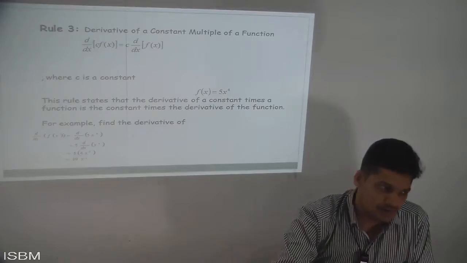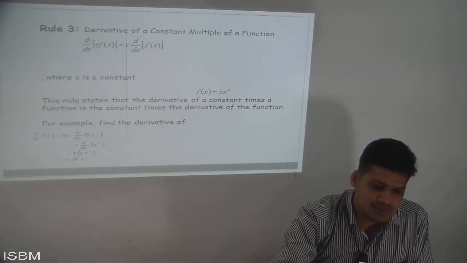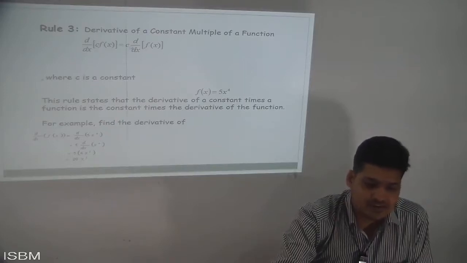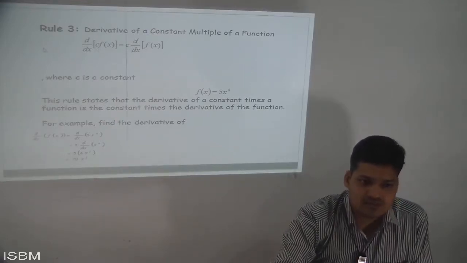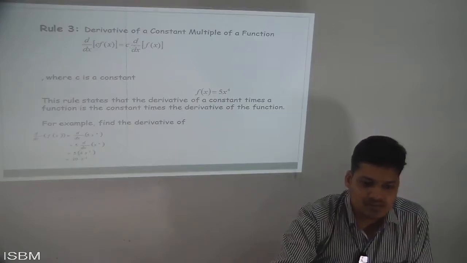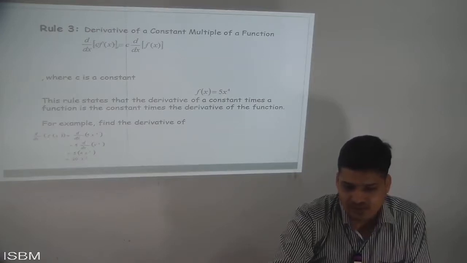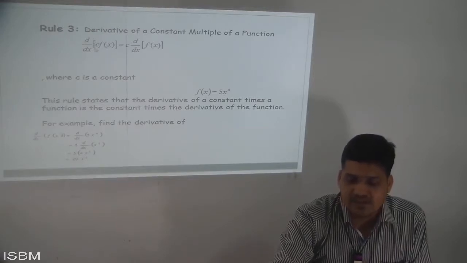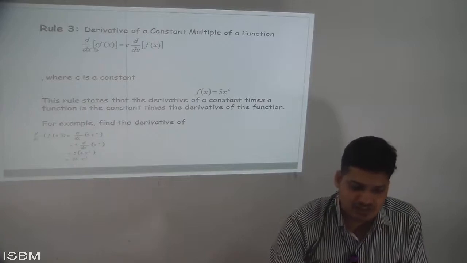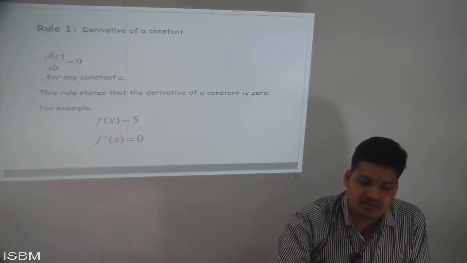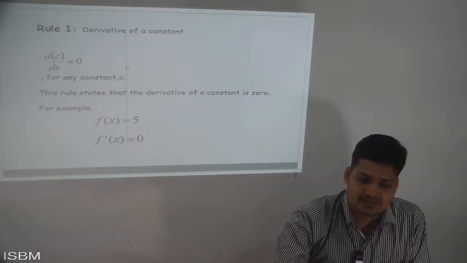So my denotation becomes d f(x) upon dx. C I will take out, constant always will come out. So c d by dx f(x). If f(x) is not there, suppose f(x) is not there, so dc by dx is a value which is always 0, which we have seen here. You can see that this is the constant, so always dc by dx is 0.